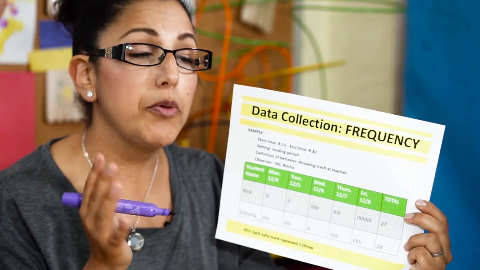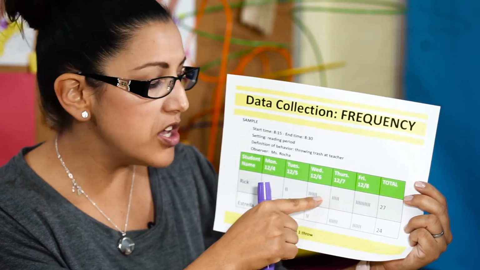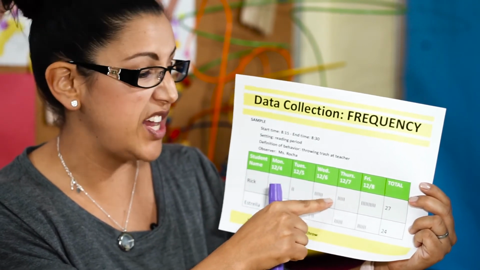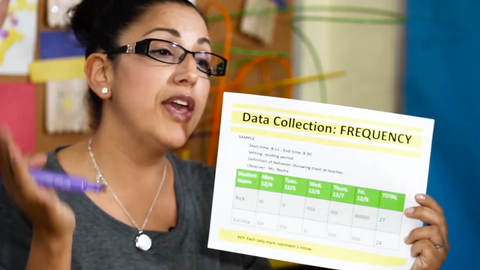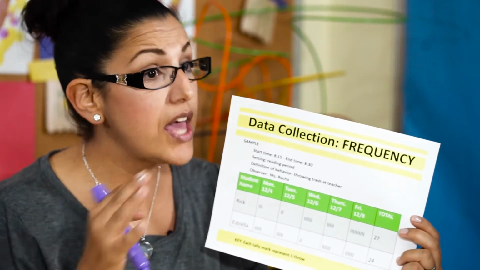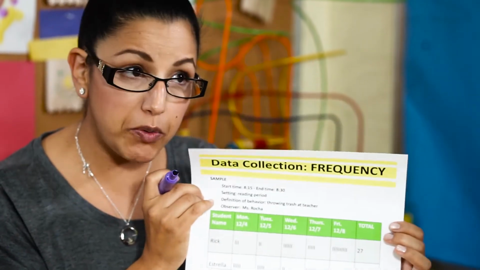And you can also look for patterns. So maybe he threw the paper most often on Friday, but he also threw the papers quite a bit on Wednesday and Thursday as well. Not so much on Monday and Tuesday. So looking at the behaviors on different days and at different times throughout the day really helps to give you more information. That's frequency recording.